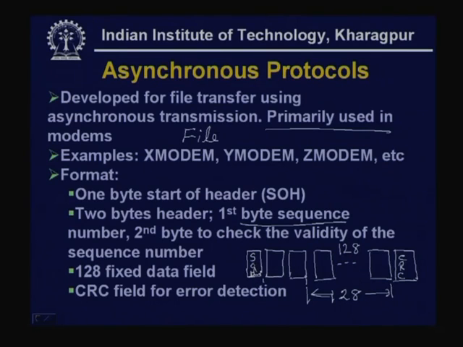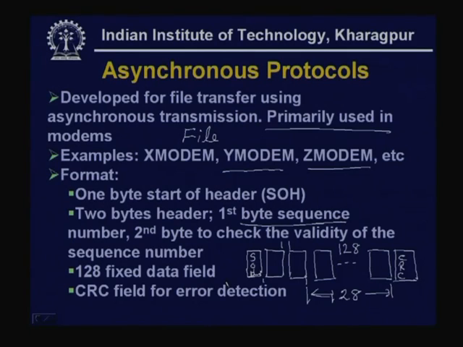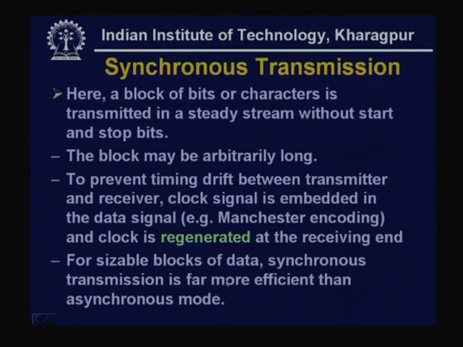You can see a start of header character is sent, followed by 2 bytes, then 128 fixed data characters and the CRC, and between two characters there can be a gap. As we have seen, this gap can be variable between 2 characters. So this is how X modem works, and Y modem and Z modem are essentially extensions over X modem. I am not discussing them in detail. There are several such protocols, and I have briefly discussed asynchronous protocols here.